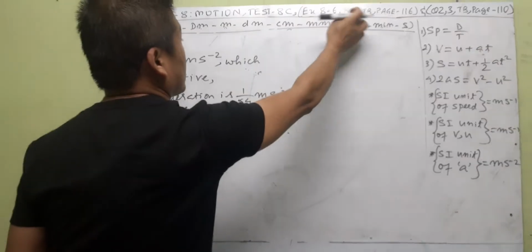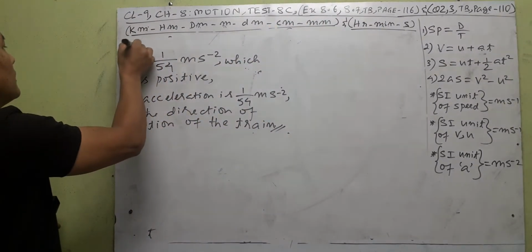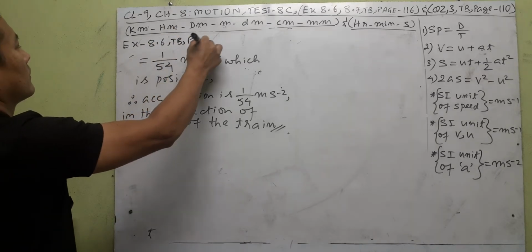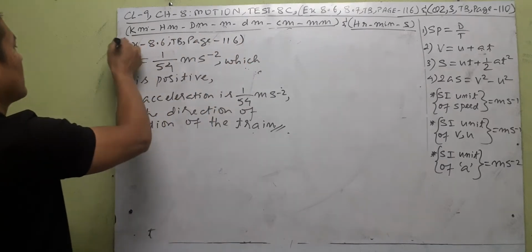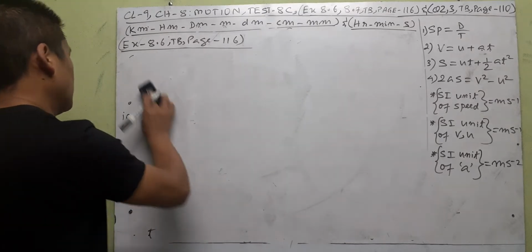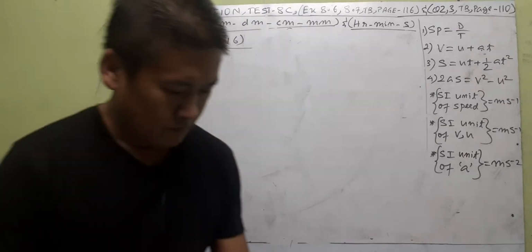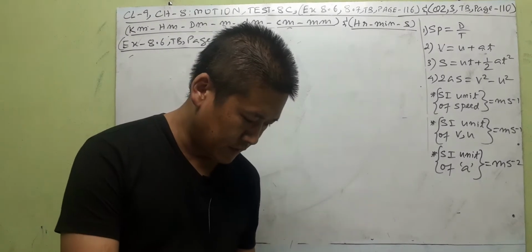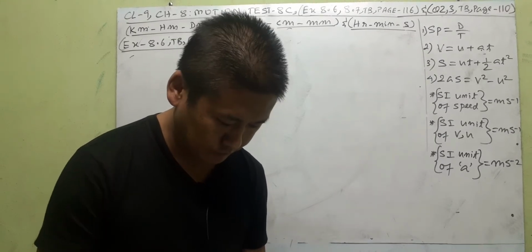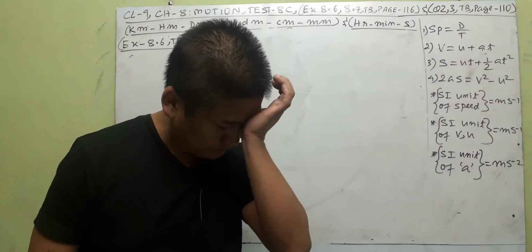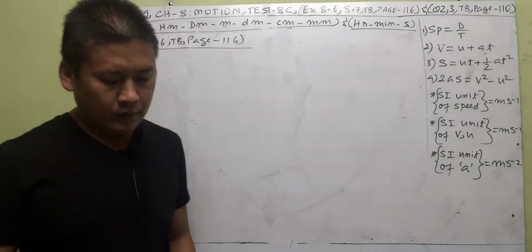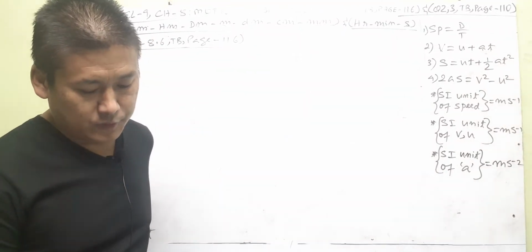Now we'll go to example 8.6, page 116 of the textbook. Textbook, go to page 116. There, let me read the question. A car accelerates uniformly from 18 km per hour to 36 km per hour in 5 seconds.